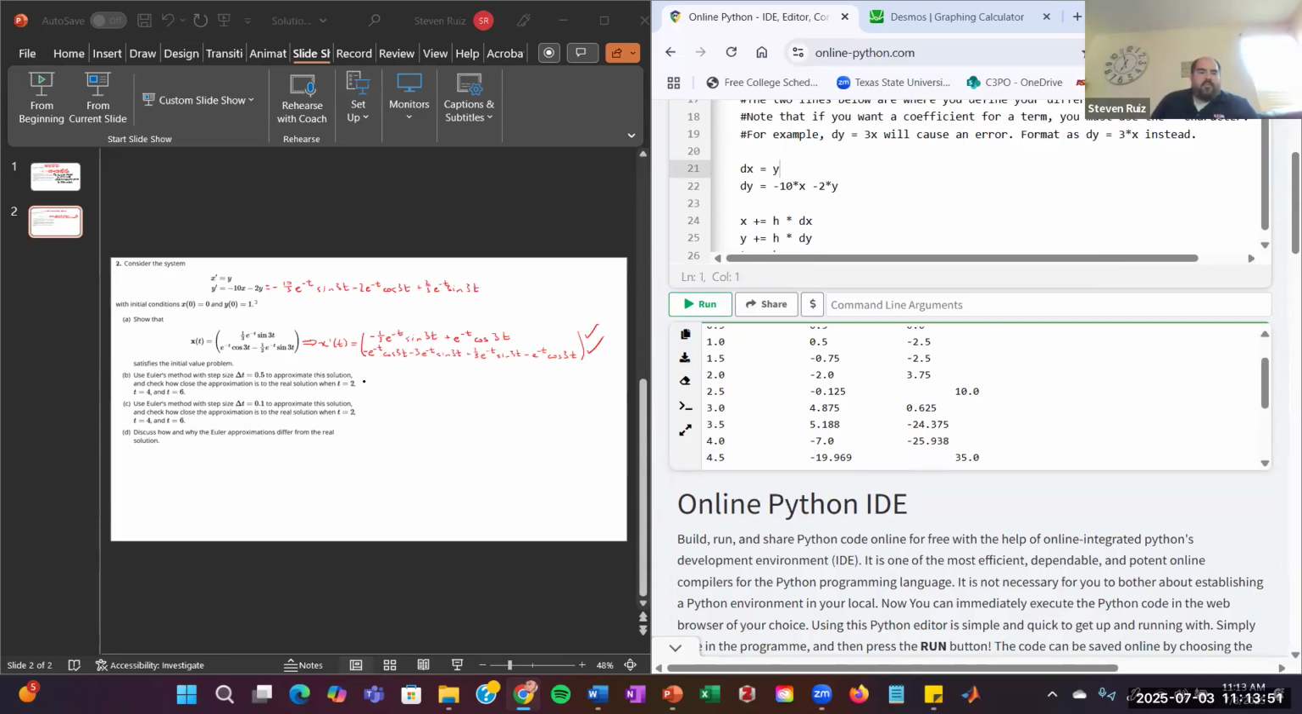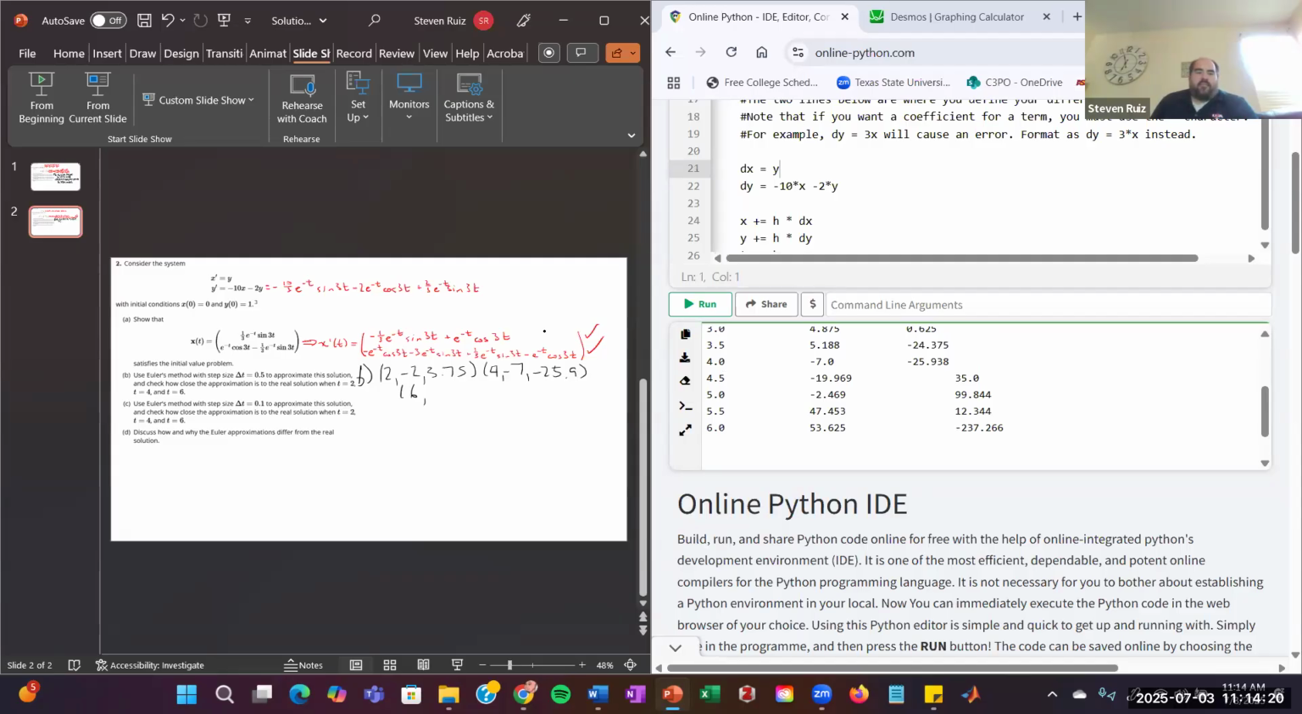Okay, so what do we want here? So for part B, at 2 seconds, we have negative 2 and 3.75. At 4 seconds, we have negative 7 and negative 25.9. And finally, at 6 seconds, we have 53.6 and negative 237.